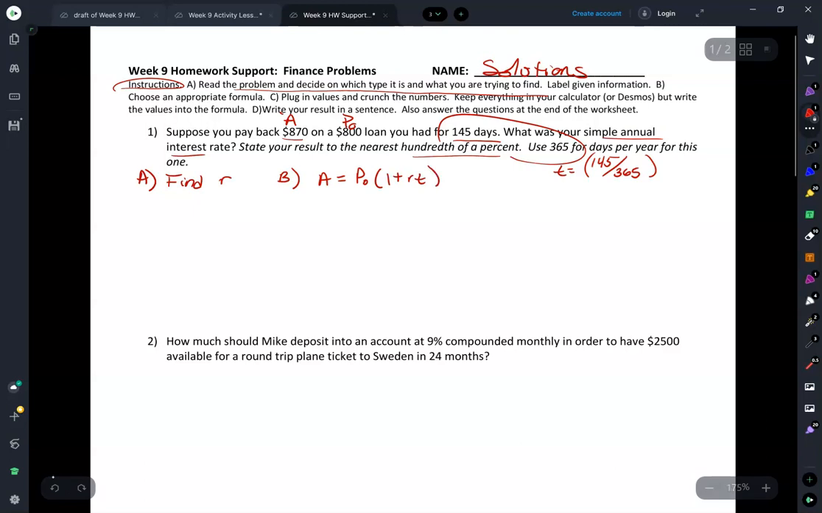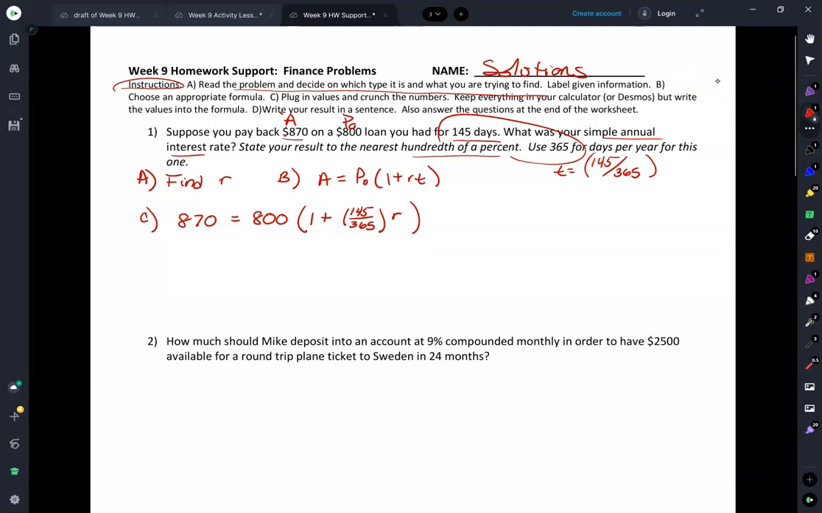Okay, so I'm going to then fill in the values that I have. So I have A is $870. I have P sub 0 is 800. I don't know R, so I'm going to leave that for now. And I know my time is 145 over 365. So I'll write that down, and then I'm just going to leave R as the variable. And then I go ahead and do the solving process here.